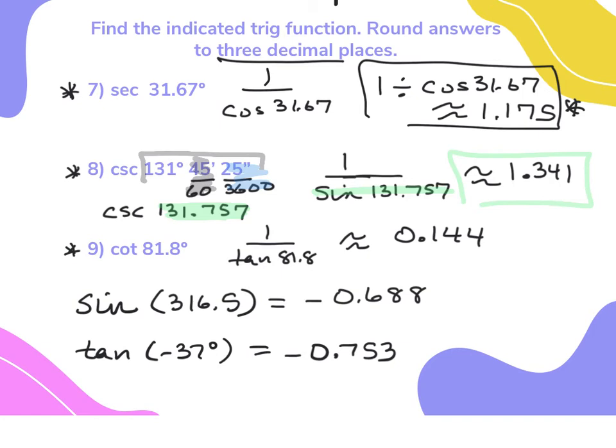Cotangent, its reciprocal is tangent. So again, it's 1 over tangent of 81.8. Once we hit enter, the answer is 0.144. So if you're given sine or tangent and asked to find the value, there are buttons with these functions on them. So all you do is touch the sine button, key in the angle, close the parentheses, hit enter, and there's your answer. Same thing here for the tangent. You'll enter it as a negative angle and get your answer.